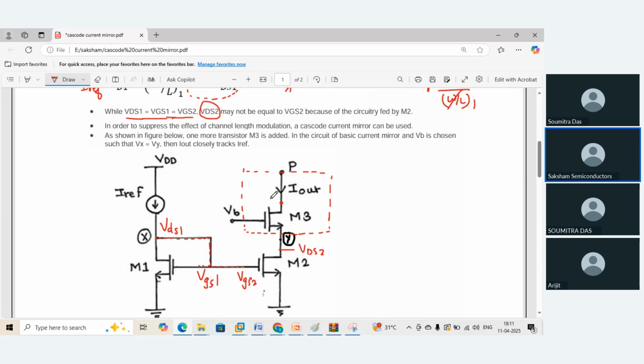So in order to suppress this entire glitch, please remember this is a very, very important concept. The question is, what is a cascode current mirror amplifier and why do we go with that? You have to explain this with the help of this diagram. In order to suppress this channel length modulation effect, a cascode current mirror can be used, because this voltage VDS2, or the voltage at point Y, is not the same as the voltage at point X.